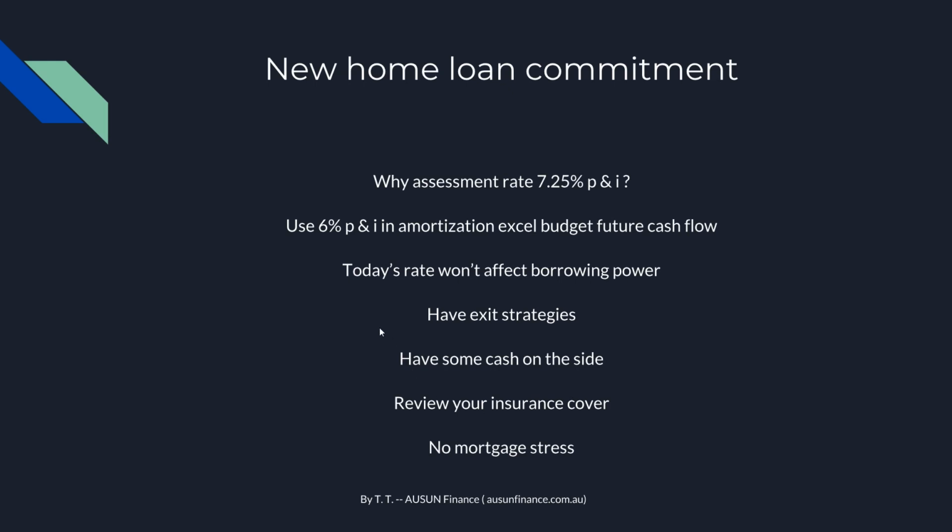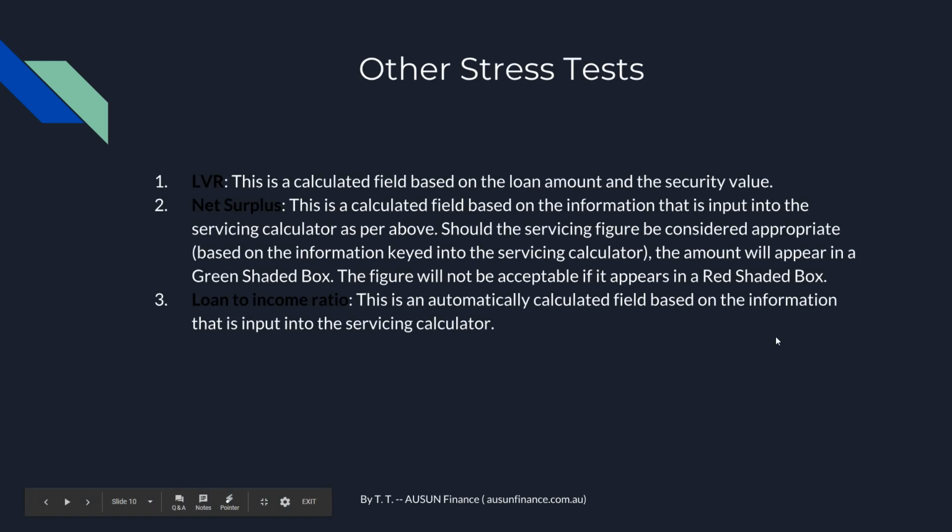cover. Alright, today's rate, if it's 4.5 or 4.3%, will not affect your borrowing power because the banks are using 7.25 principal plus interest for most existing loans and new loans anyway. Alright, so in the end, we want our clients to have no mortgage stress. Alright, we're not the evil bankers.